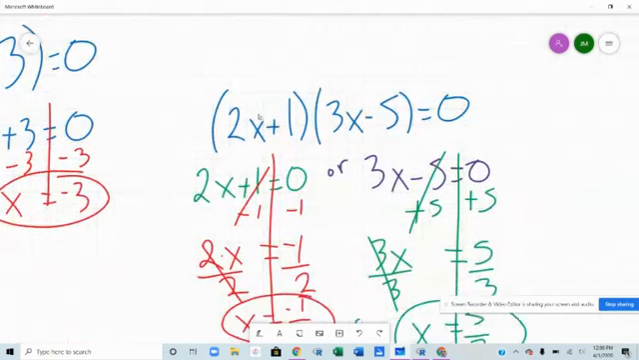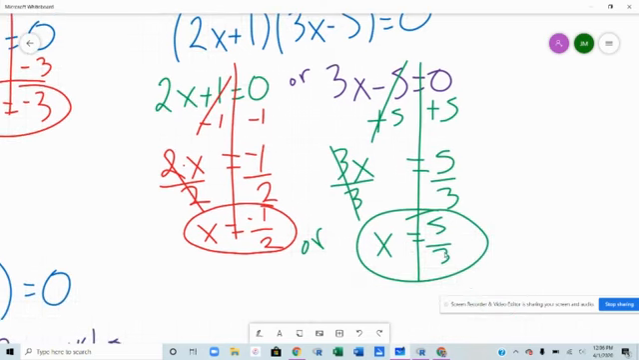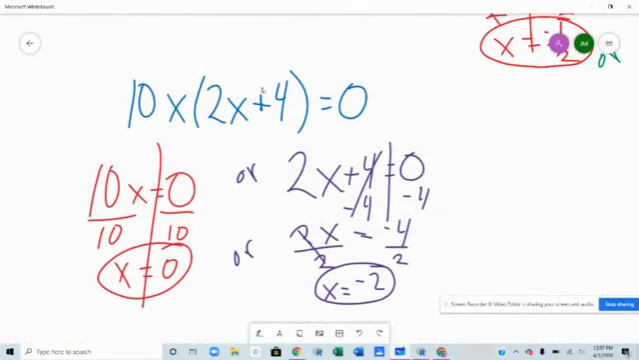Now when you have these numbers here in front of your variable, look, it's the opposite of this divided by your number in front of x. So the opposite of this is positive 5 divided by 3. So positive 5 divided by 3. The opposite of this, your opposite of your constant, which is negative 4, divided by your coefficient of 2. Negative 4 divided by 2 is negative 2. Okay, simple little tricks.